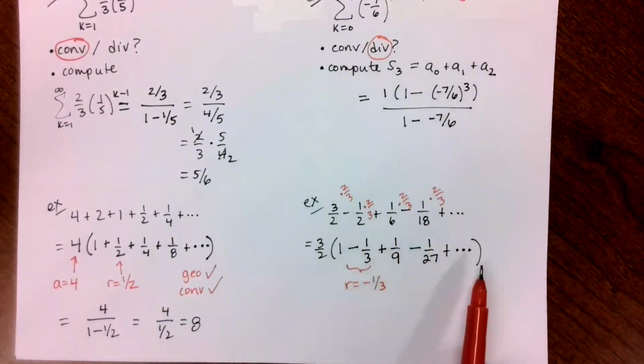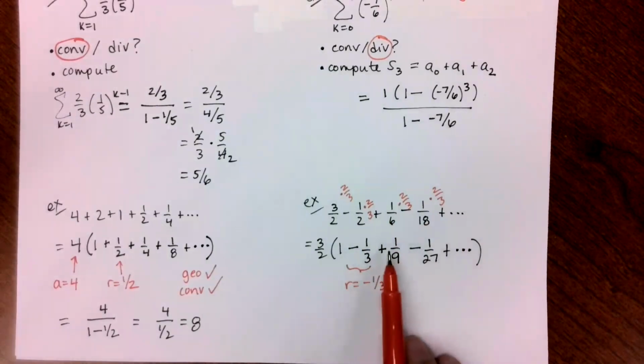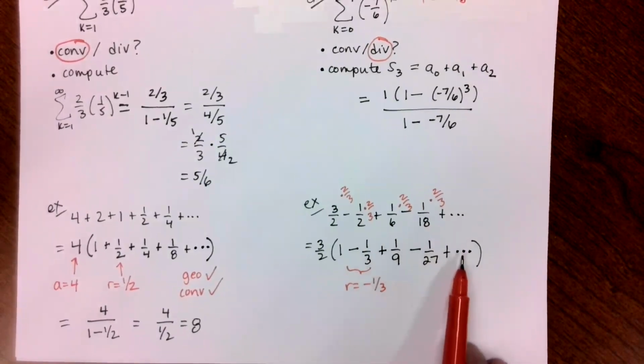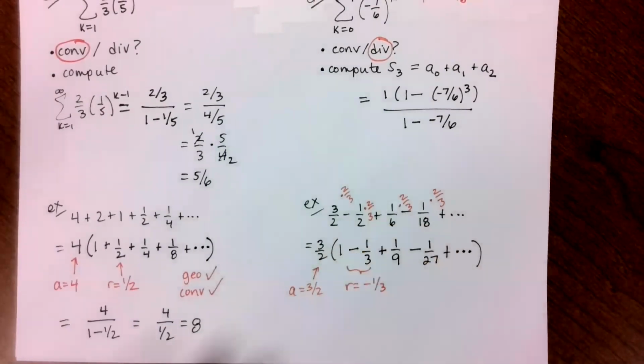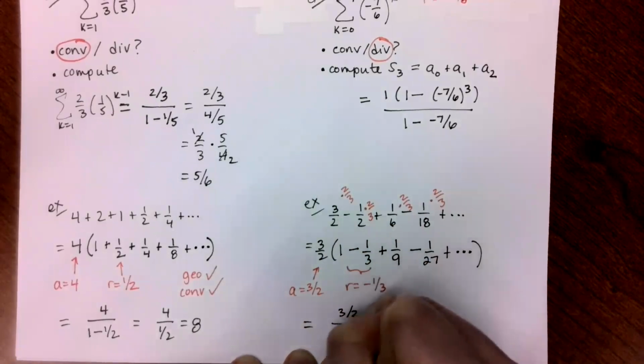So if I was checking that this was geometric, I would say yes, it is. If the numbers after the 1 and 1/3 were not 1/9, 1/27, if it was something else, I would say it's not geometric. And then I can also see that the A value is 3/2. So again, we can tell this is geometric, we can tell it's convergent because this R value, its absolute value is less than 1, and we could compute the sum of this one as well, doing A over 1 minus R.